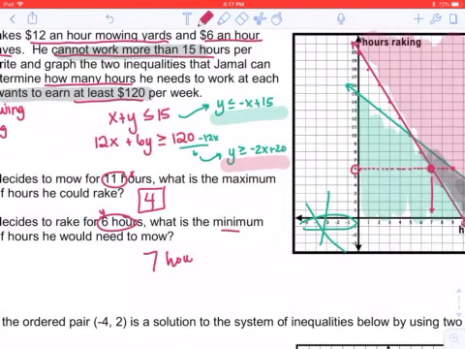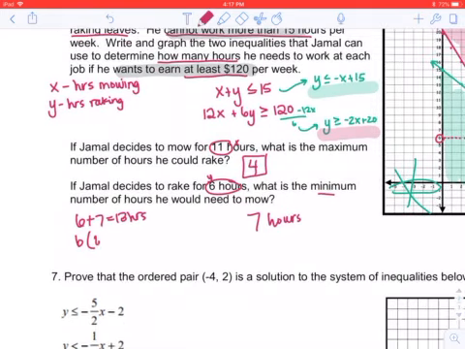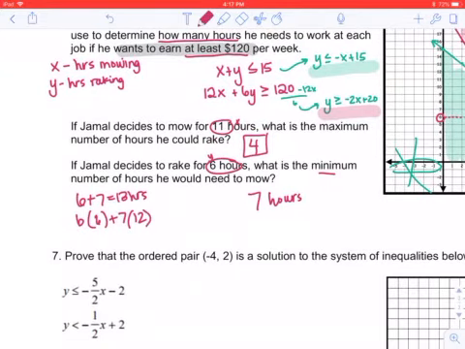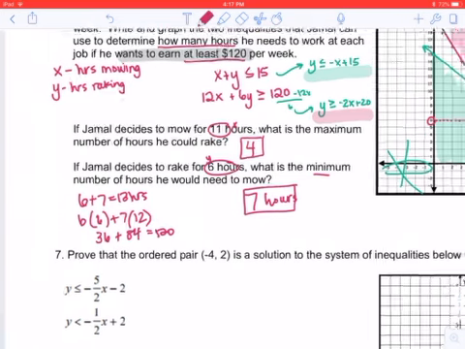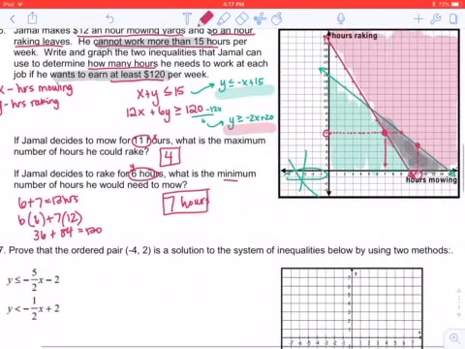That means 6 plus 7 is only 13 hours, so Mom was happy. He didn't work too much. But also, how much does he get for raking? 6 times 6 is 36, plus 7 times 12 is 84, which gives him at least $120, the money that he wants. 36 plus 84 gives us exactly 120. So that's the minimum number of hours that he would need to work. He could work more, according to Mama, but he doesn't need to because he's made $120 at that point.